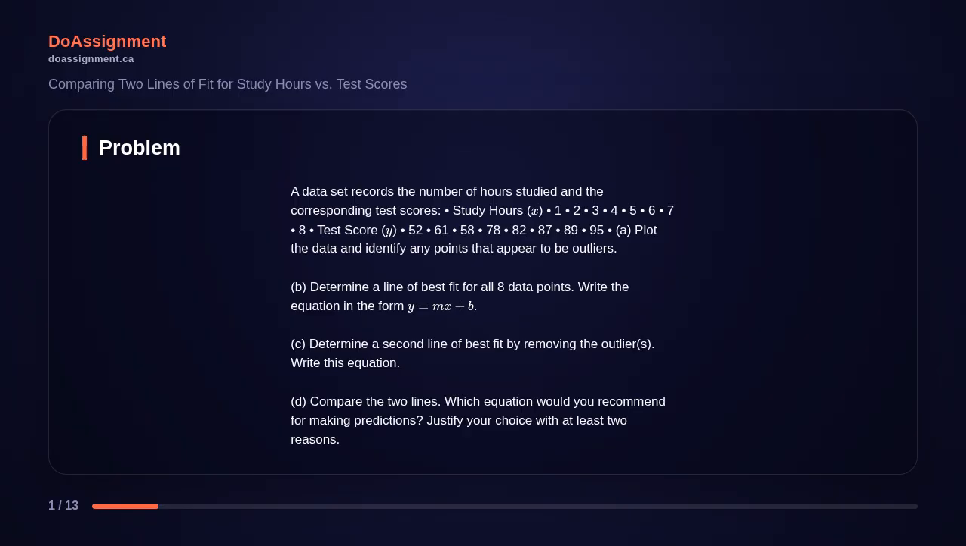Part D. Compare the two lines. Which equation would you recommend for making predictions? Justify your choice with at least 2 reasons. Now, let us work through the solution step by step.